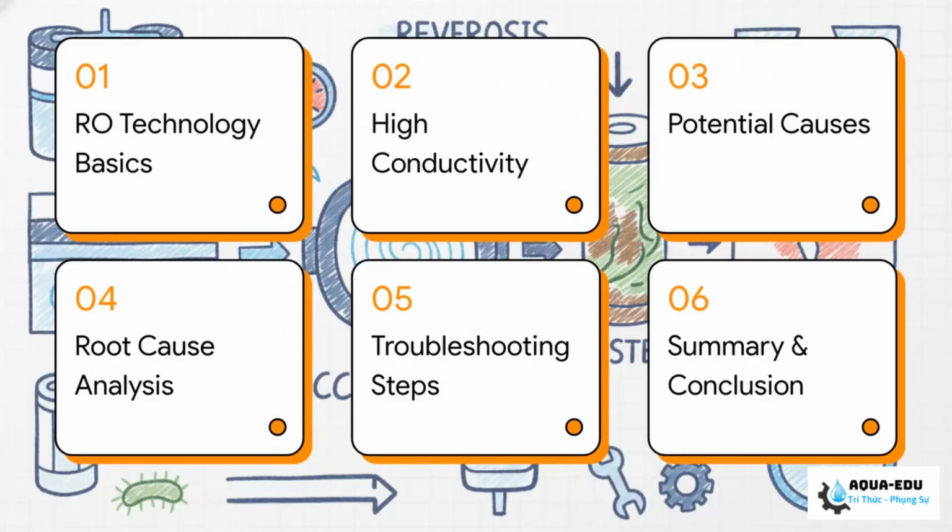To systematically isolate and destroy this issue, we're going to follow a strict 6-part roadmap today. We'll start with RO technology basics, move into diagnosing high conductivity, explore the potential causes, conduct a root cause investigation, lay out the executing treatment steps, and wrap up with a final summary.